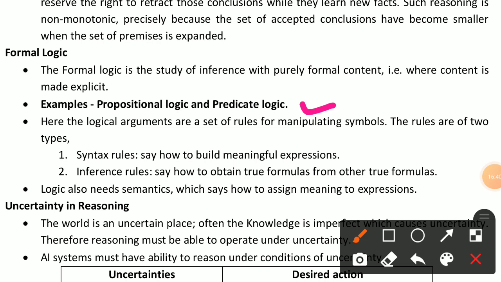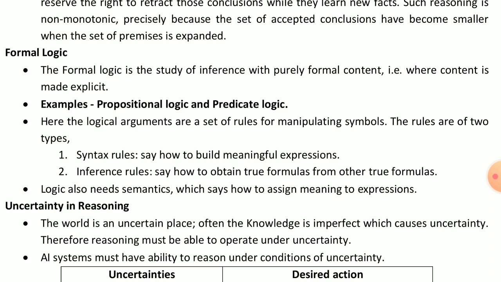So in both of these logics we use the study of formal content, meaning we can study something and find the result. Here the definition is given for formal logic and its examples. In the example we take two different logics: first is propositional logic and second is predicate logic.